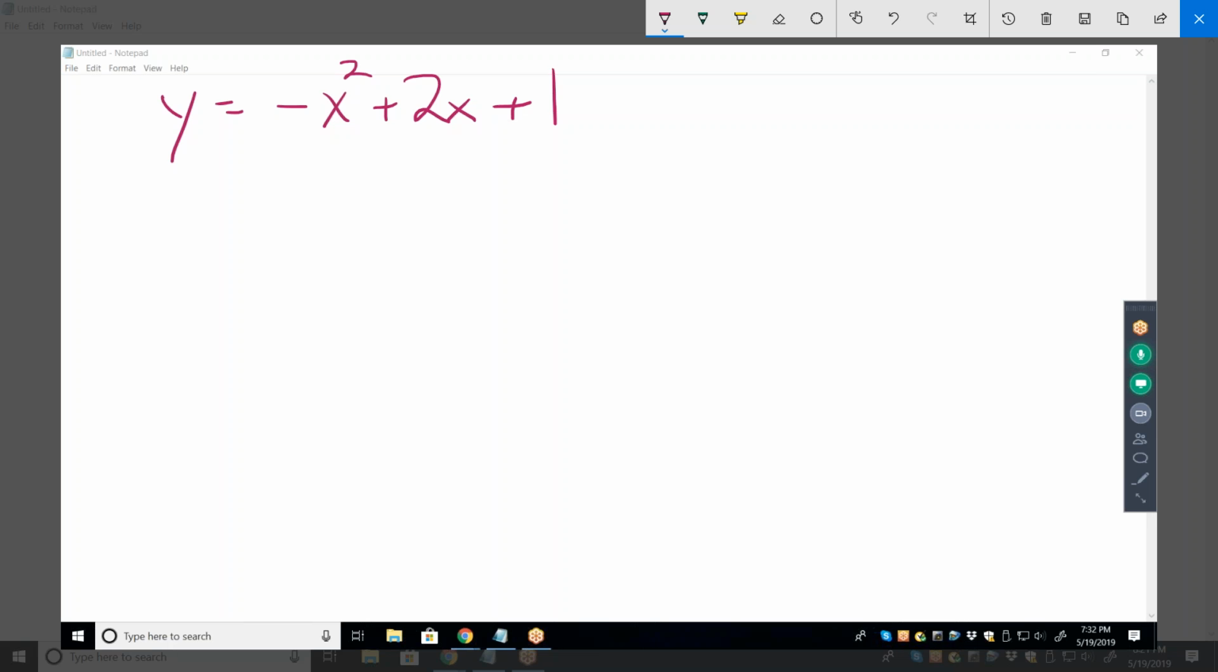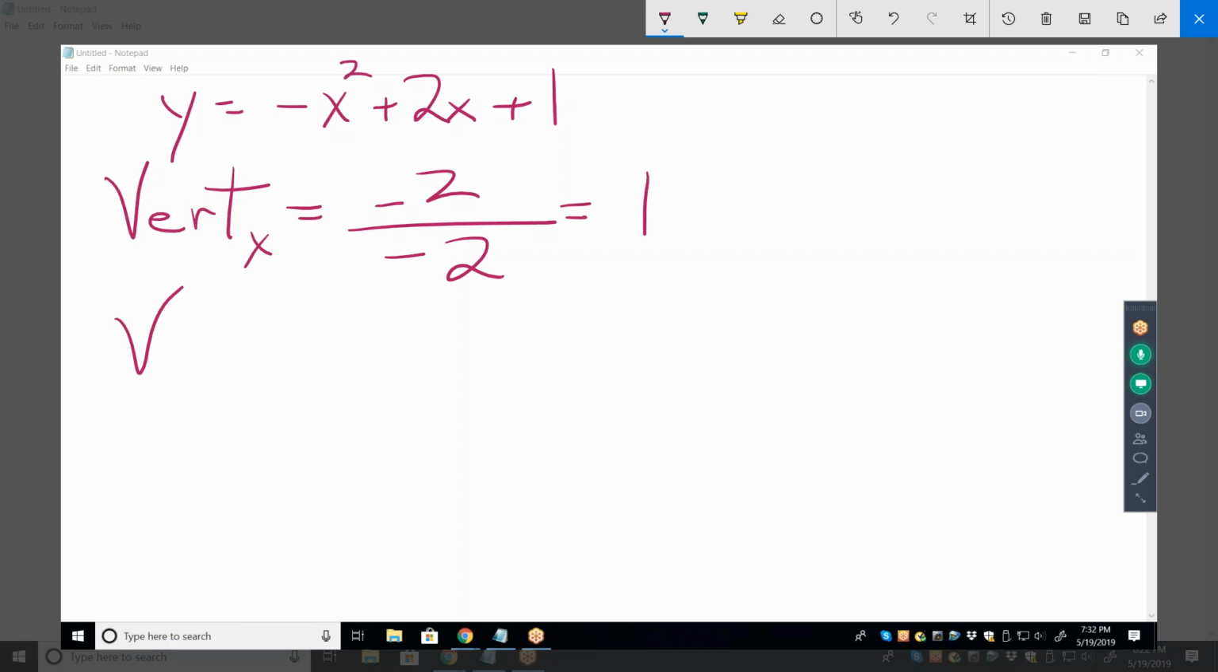What are we going to do here? So it would be negative 2 over... Okay, so we're going to use the minus b over 2a to come up with the x coordinate. So it's negative 2 over what? Over negative 2. So that's plus 1.